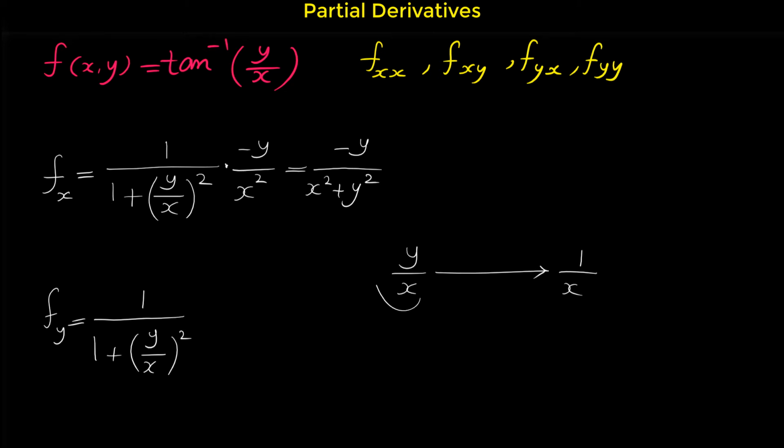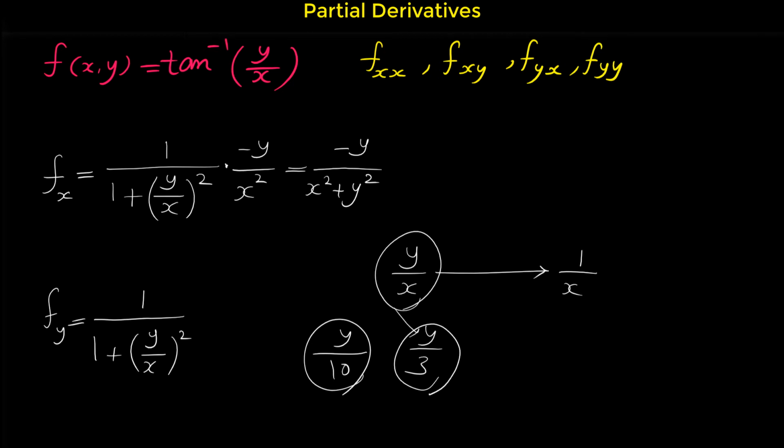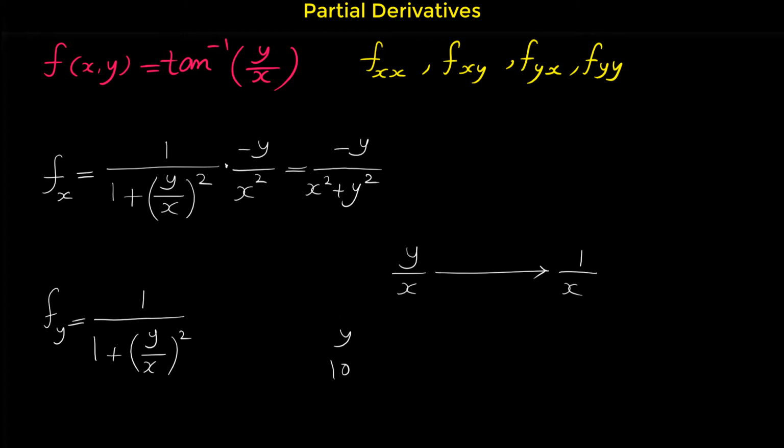So this expression is something like y over 3, y over a constant, y over 10. What is the derivative of y over 10? 1 over 10. What is the derivative of y over 3? 1 over 3. So what is the derivative of y over x? 1 over x. But if you use quotient rule, you can get the same answer. But it's not necessary to use quotient rule for finding the derivative of y over x. Without quotient rule, it is obvious that the derivative of y over x with respect to y is 1 over x. So multiply this by 1 over x.